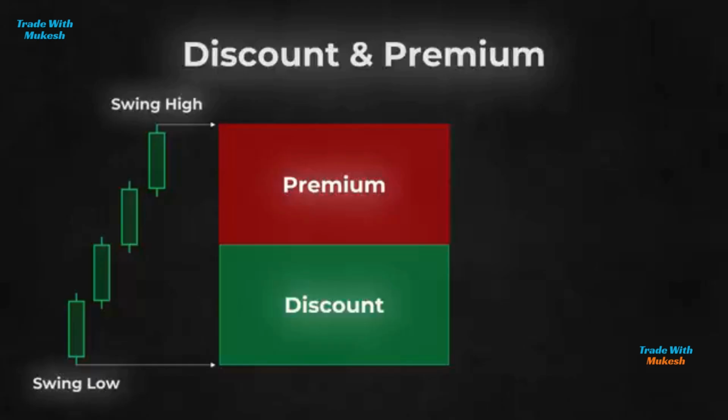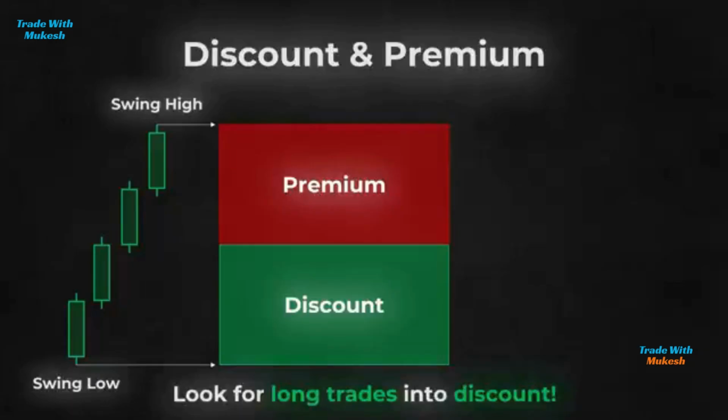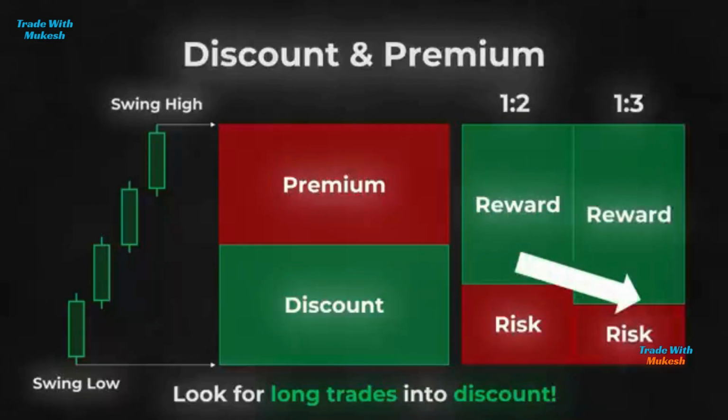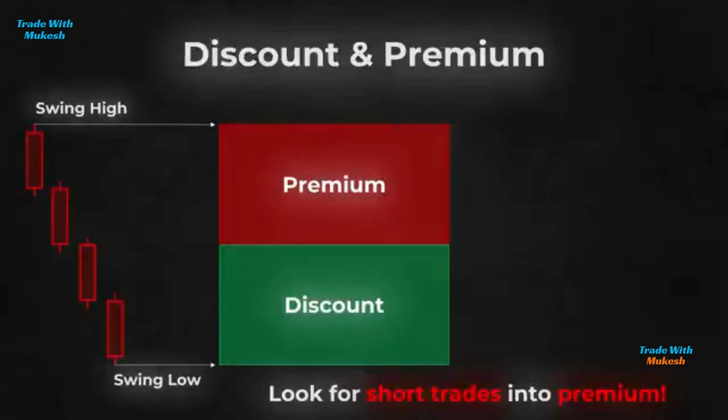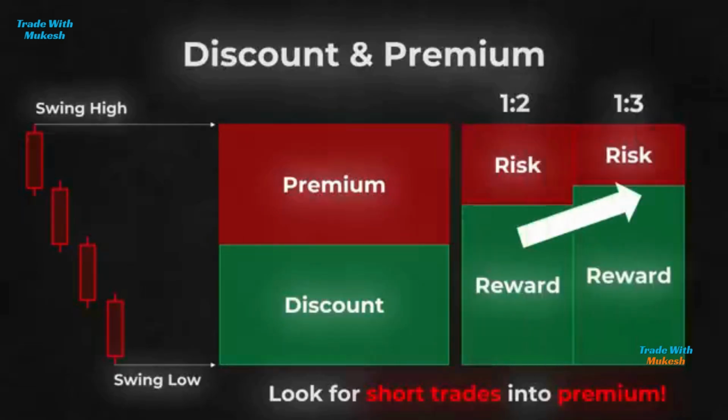Whenever we look for long trade opportunities, we want to enter trades in the discount zone, assuming there are other elements to support the trade idea. The lower into discount, the greater the risk-reward ratio if we place a stop below the swing low and a target at the swing high. For downward price movements, we measure a range from a swing high to a swing low. We want to get into short trades in the premium zone. The higher into the premium zone, the better, because we are able to extract a greater risk-reward ratio, assuming the stop loss is at the swing high and the target is at the swing low.